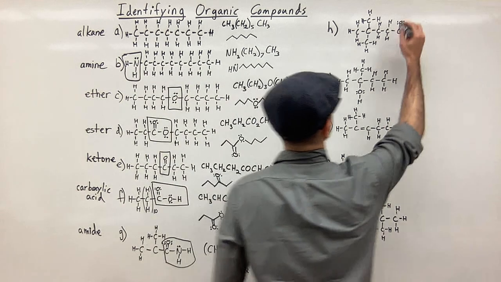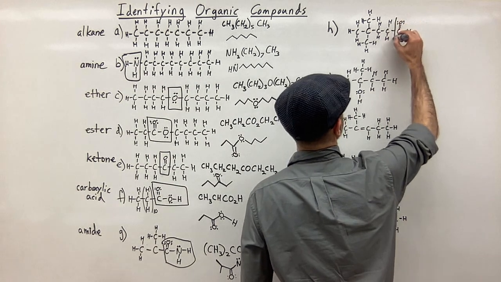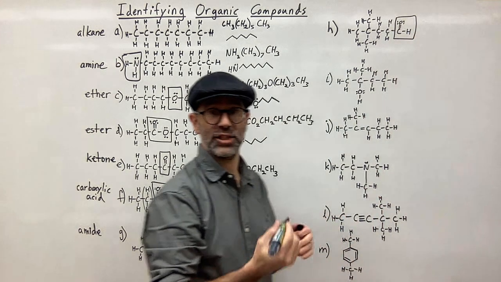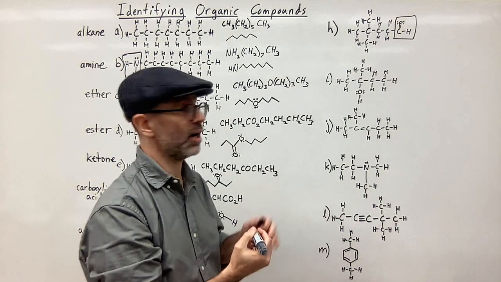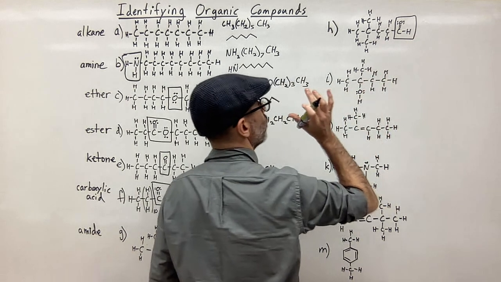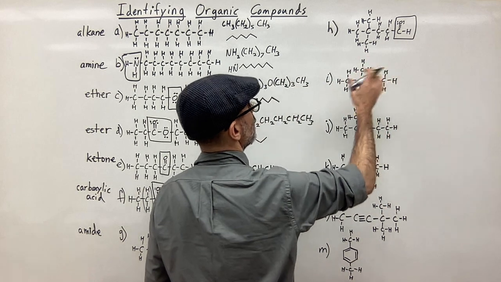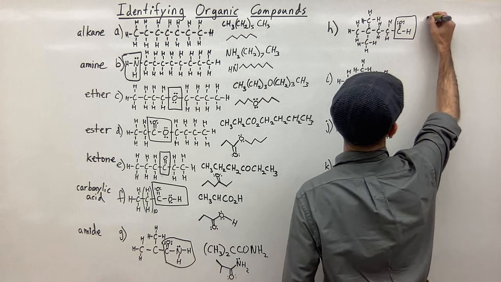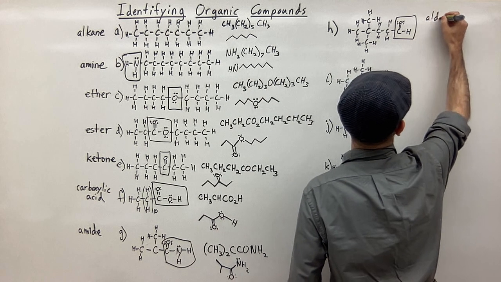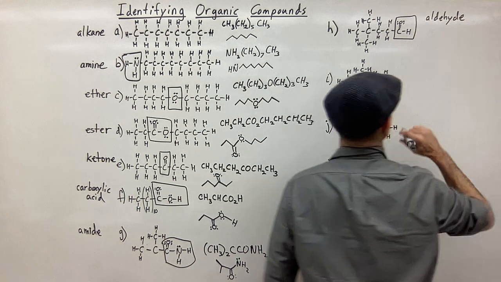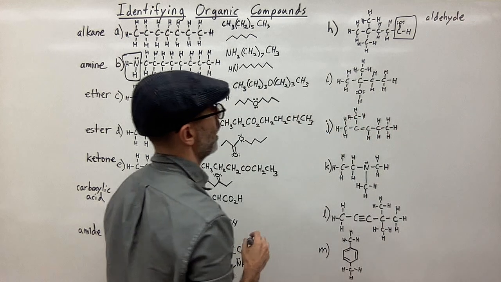Okay, now we're coming up here. So this molecule has this group at the end of it. You have a carbonyl group with a hydrogen directly connected to the carbonyl. It's at the end, and so that is going to be an aldehyde. So this is going to be an aldehyde. And that's your functional group for aldehydes.